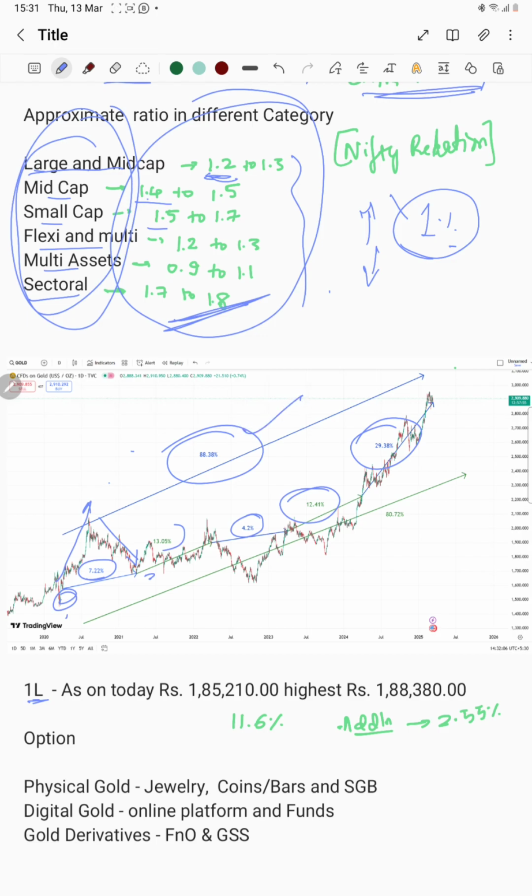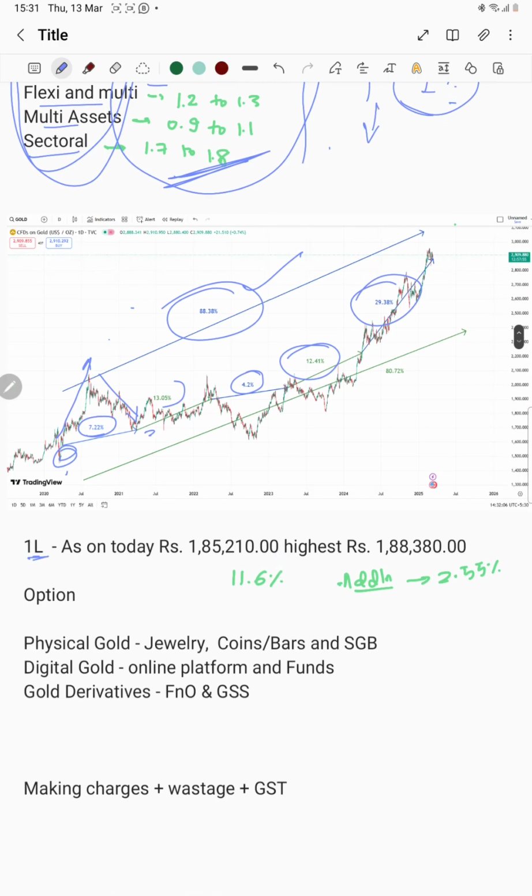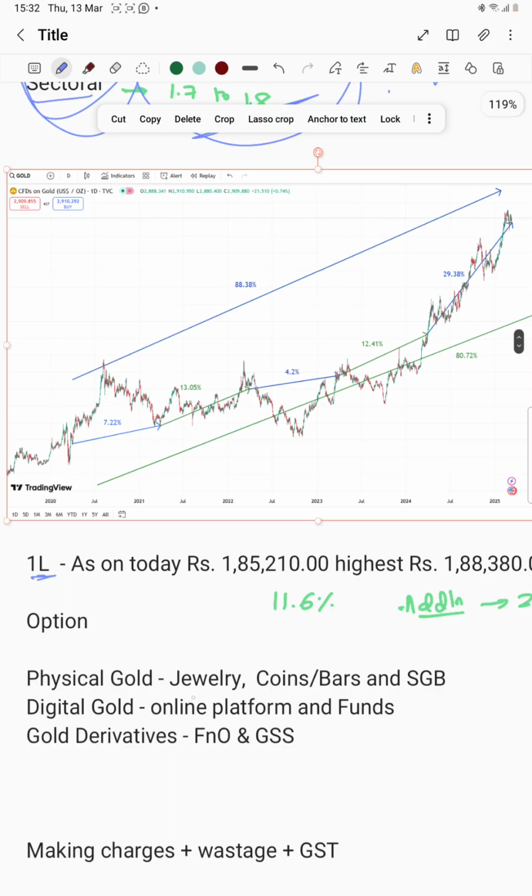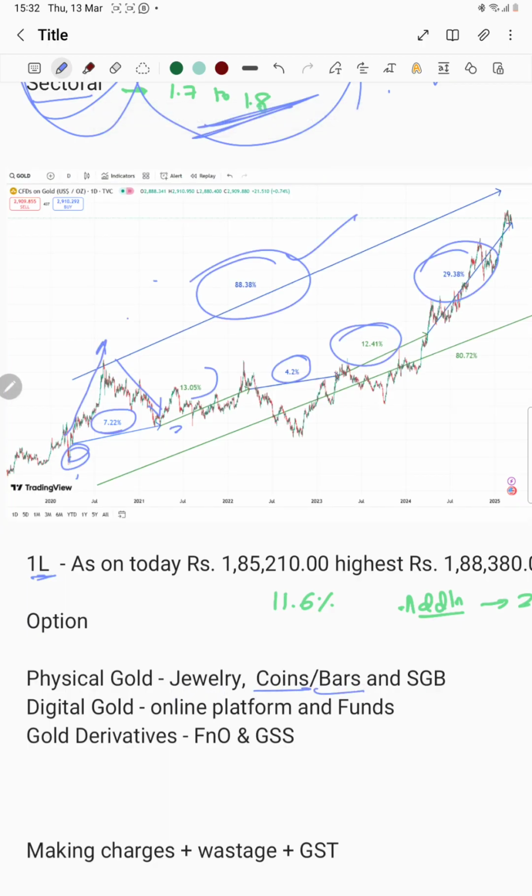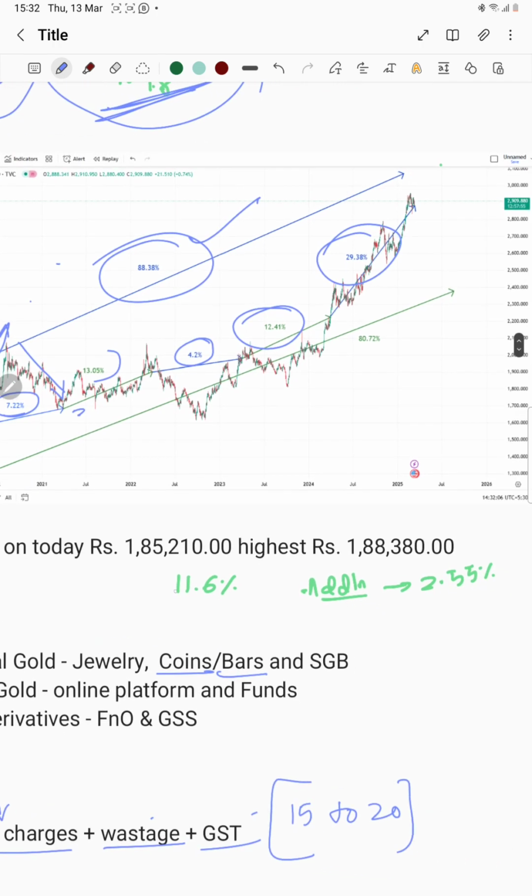So if you want this percentage of return, you won't get it by investing in jewelry, coins, or gold bars, because there you also have to pay a higher amount, including making charges, wastage, and GST. These combined make around 15 to 20% of the gold rate. So gold has given 11.6% CAGR every year, but if you had invested in physical gold like jewelry, coins, or bars, you have to deduct 15 to 20% from the total return you got.